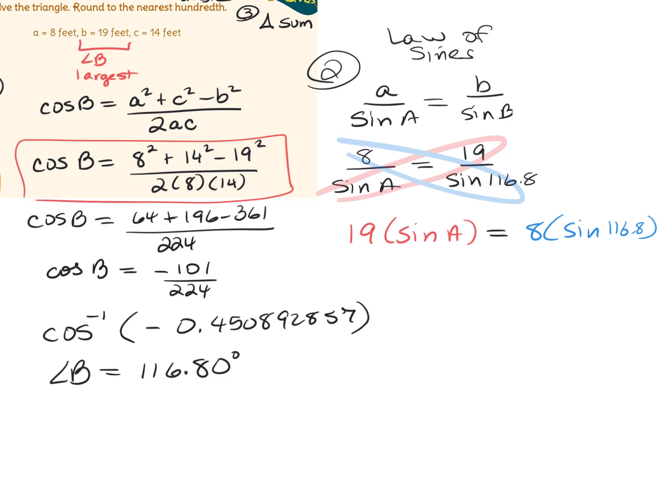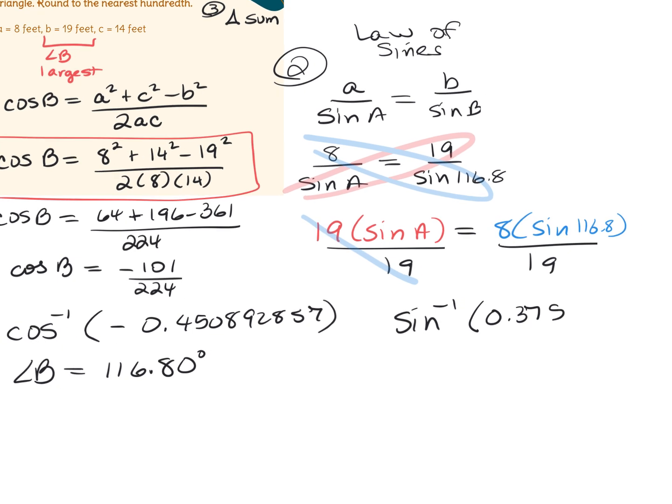I'm dividing both sides by 19 to get sine of A by itself. So that cancels that, and now I get sine of A. Really I'm doing inverse because again I'm looking for an angle. And this crazy long decimal is going to be 0.375825678. Then after I hit enter, this will give me angle A, which is 41.12 degrees.